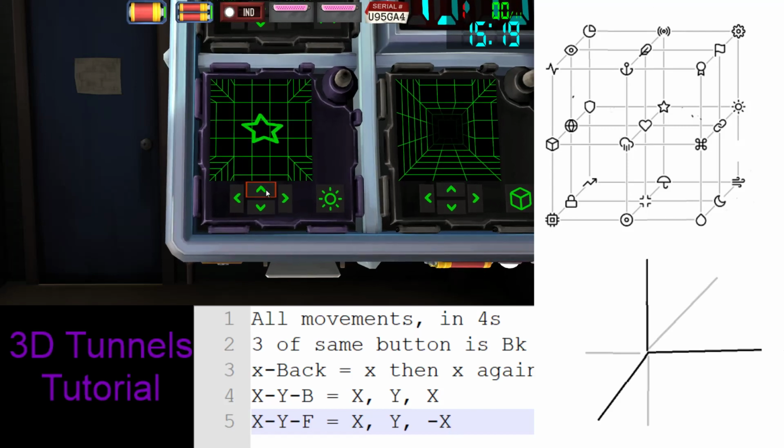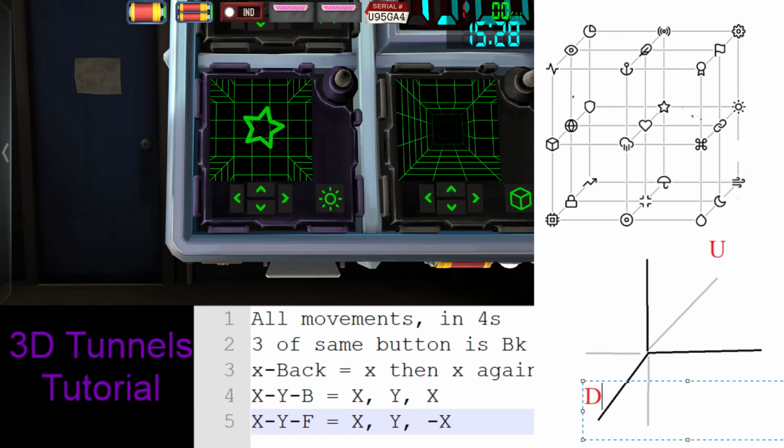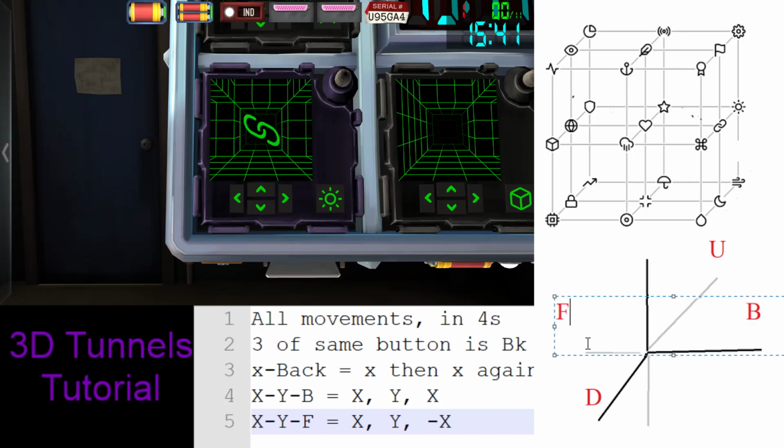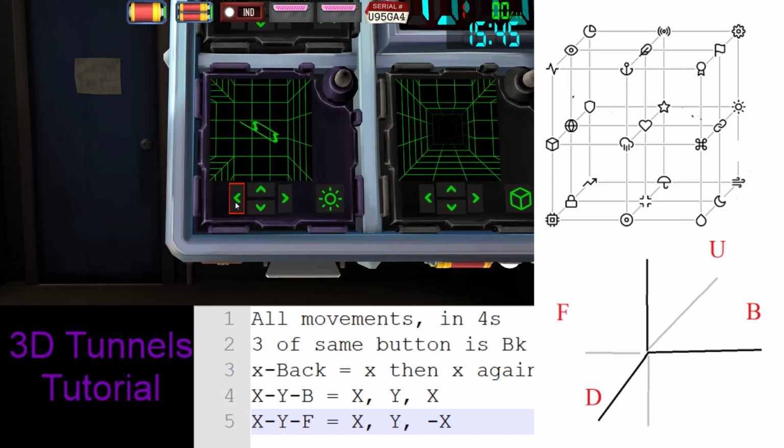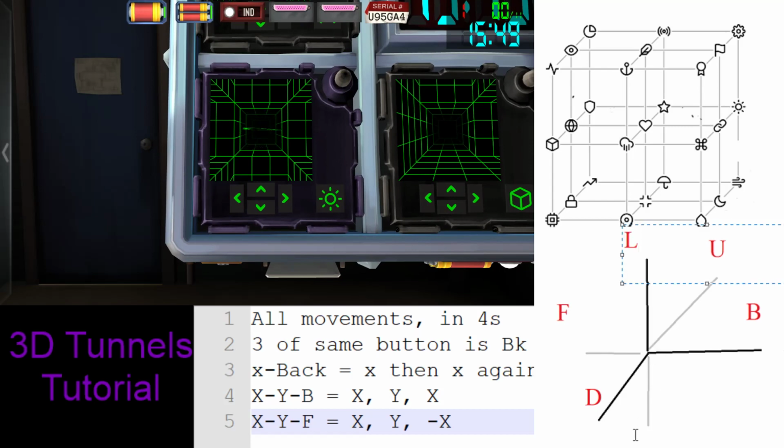So, up leads me to star. Star is this way, so this is up, which means this is down. 3 of them leads me to the chain. So this is back, because remember 3 of the same thing leads back. This is front. And then left leads me to leaf. So this is left, this is right.